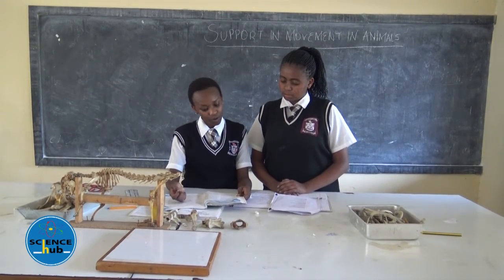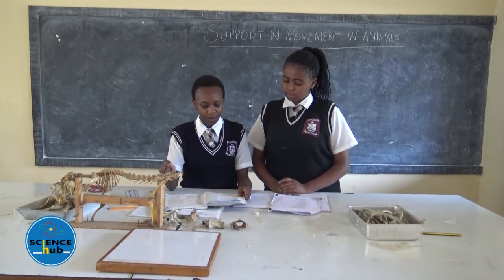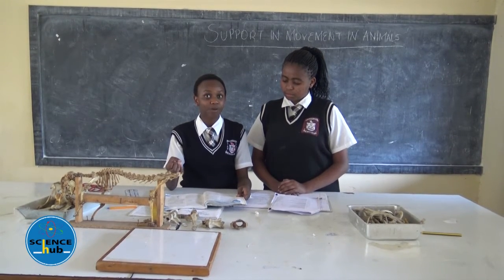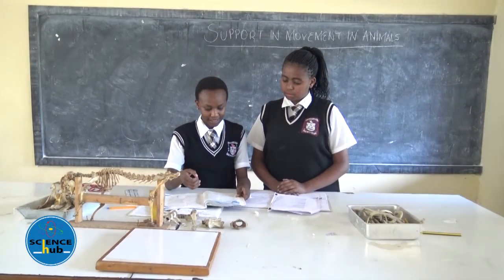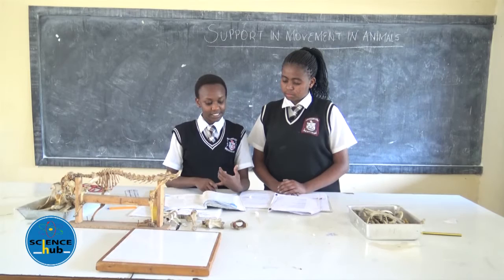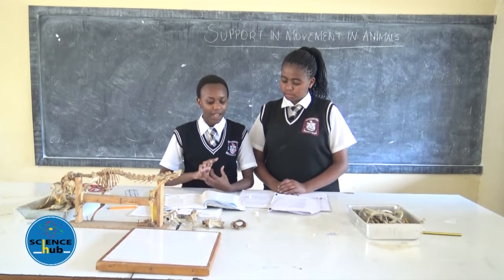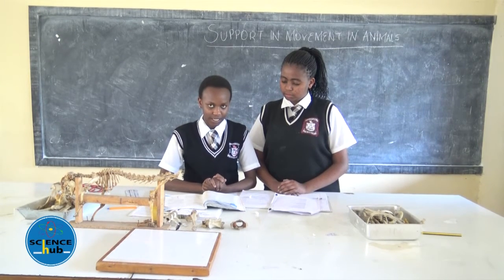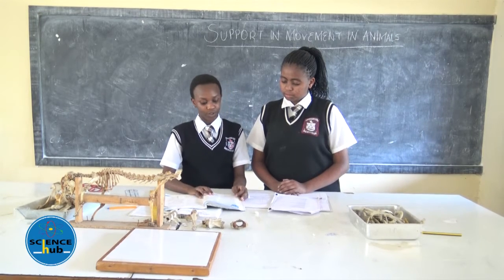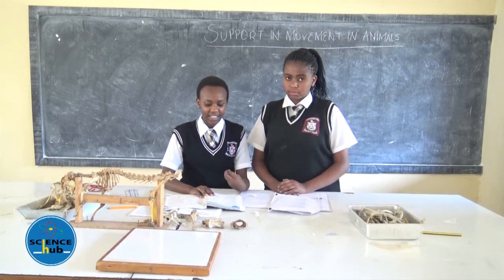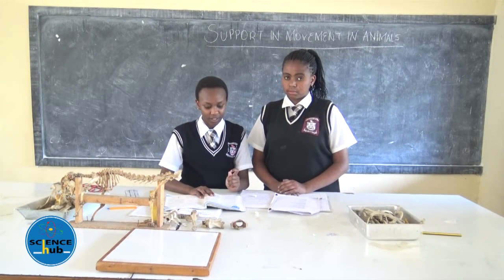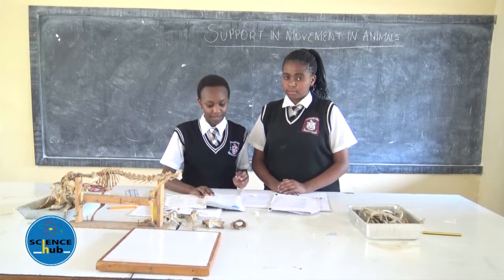Now the exoskeleton, this is whereby the cuticle, which performs the functions of the skeleton, lies outside the muscles. This is seen in insects and arthropods. We also have the endoskeleton. In the endoskeleton, the skeleton elements, bone and cartilage, are internal. It is found in vertebrates.